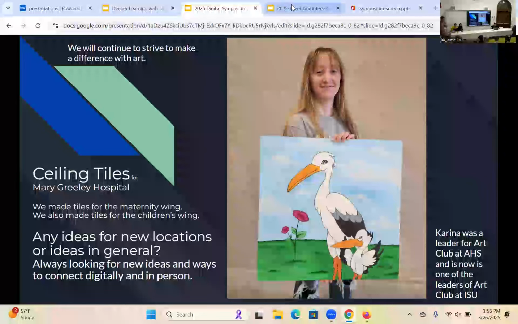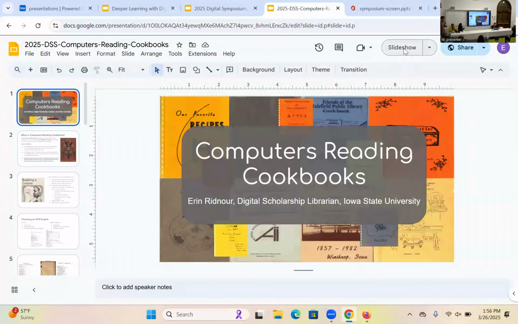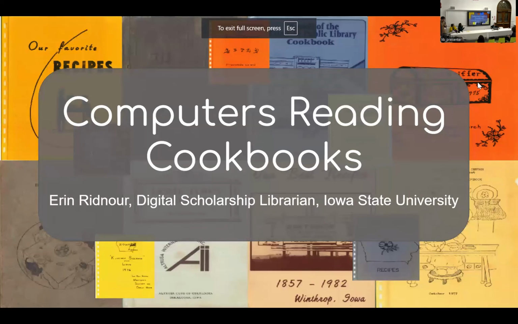All right, our third and final talk this afternoon is by Erin Ridnour, a digital scholarship librarian at Iowa State University Library. She partners with students, faculty, and staff on digital projects, teaches workshops and class sessions on geospatial humanities, text analysis, and digital storytelling, and facilitates a variety of programs in the library's collaborative digital scholarship space, The Catalyst, where we all are right now. Erin's talk is titled Computers Reading Cookbooks, Exploring the Iowa Community Cookbook Collection with Natural Language Processing.